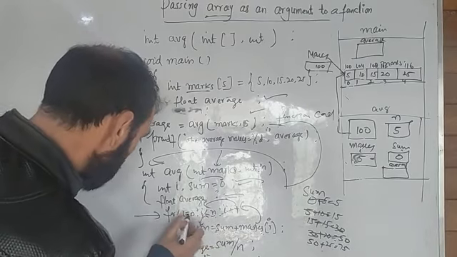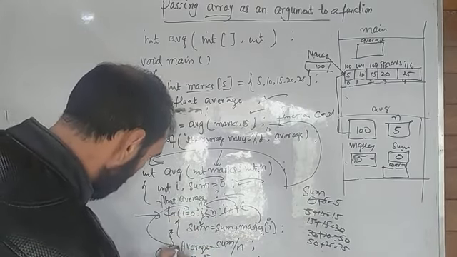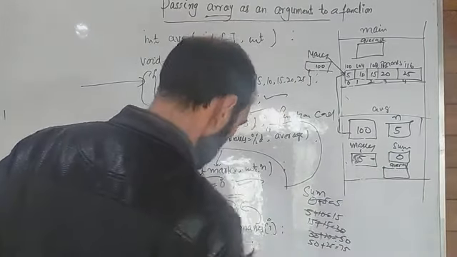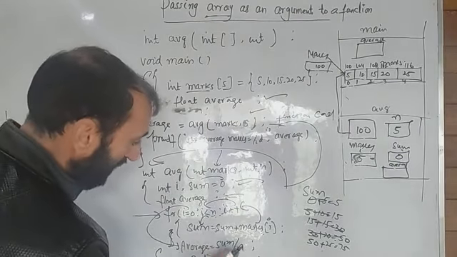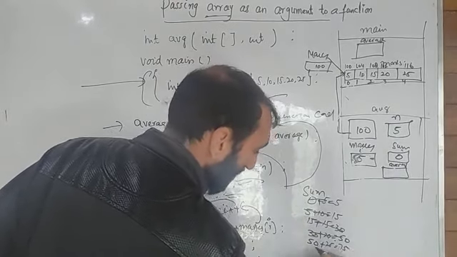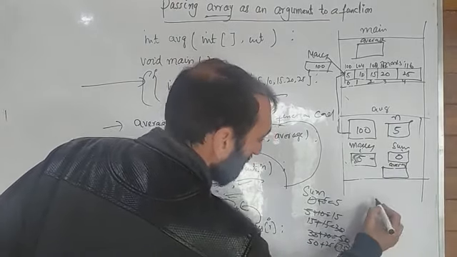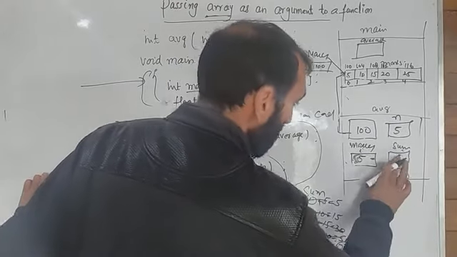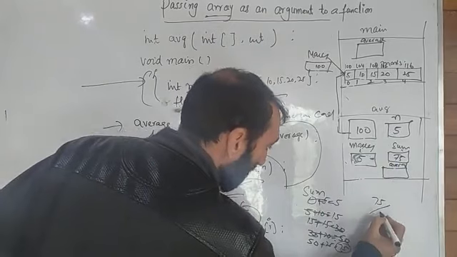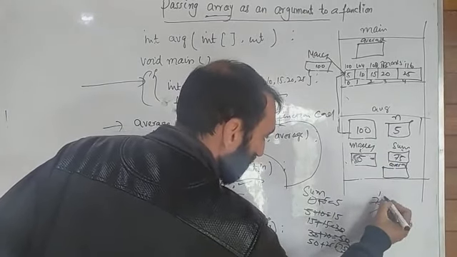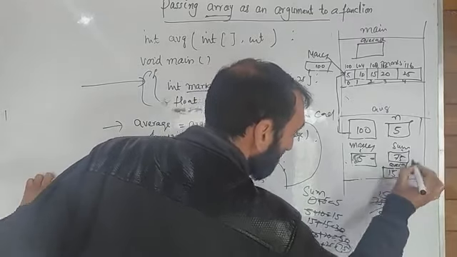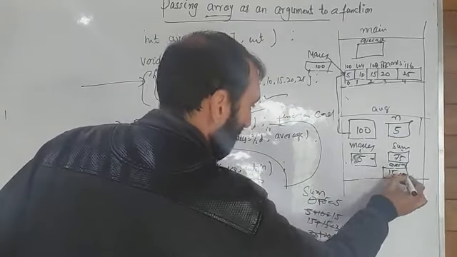The condition is false, so control comes out of the loop body and evaluates the average. The average is equal to sum divided by n. What is sum? Sum is 75, divided by n. What is n? N is 5.